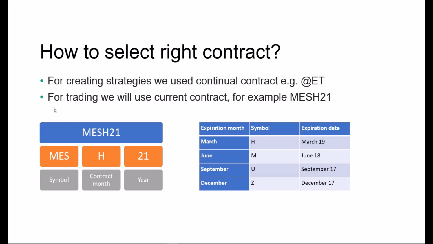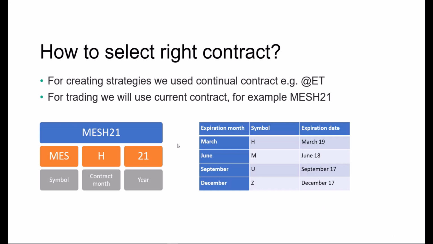In this case the symbol will look like MESM21, and during beginning of June we will need to switch to the September contract. So the symbol will look like MESU21. And where to get those dates? It's quite simple. Just Google futures contract expiration date 2021 or 2022 and you will get a list of those expiration dates. So it's nothing difficult.